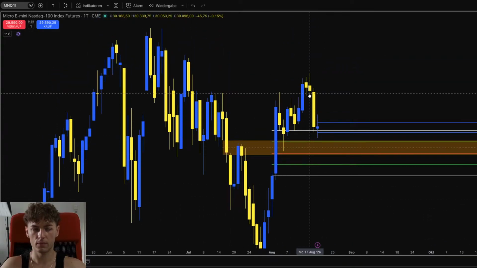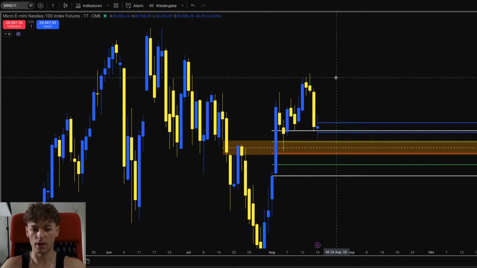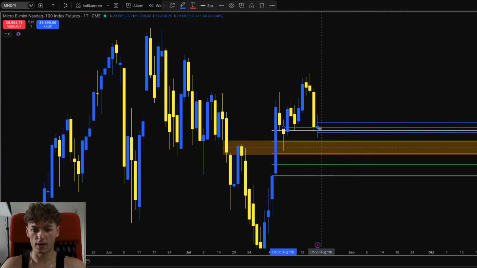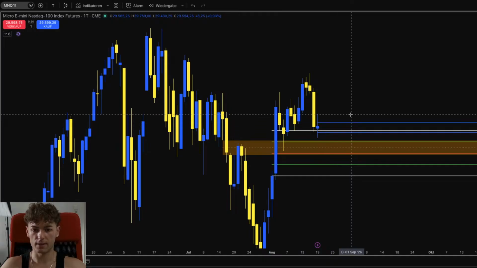I don't want to say that price is driving back down into it because, like I said, high time frame bias is bullish. But it's permissible for price to trade back down into this fair value gap again and this order block. So far, price has been respecting this order block opening price. Let's see what we can get.